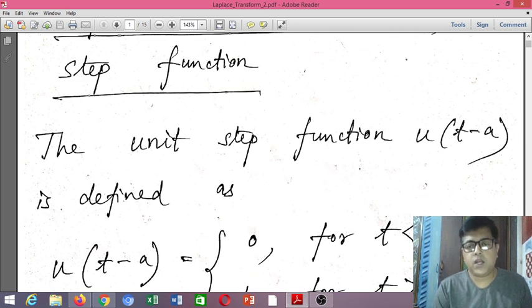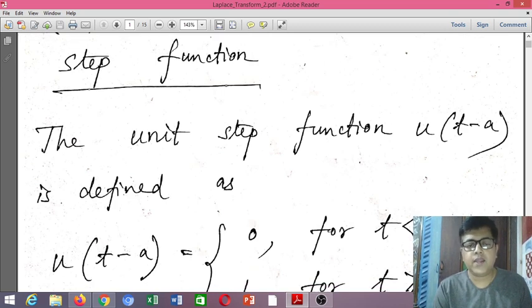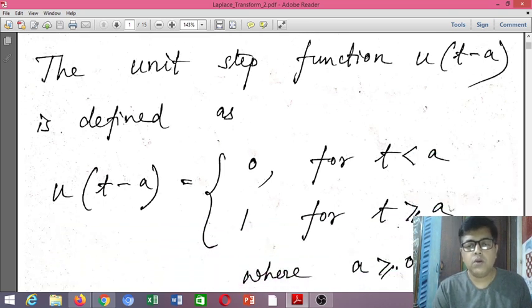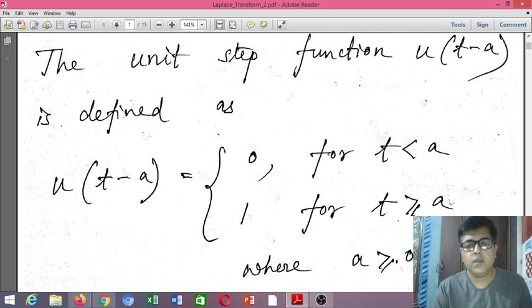The unit step function, which is normally denoted by the symbol u(t minus a), is defined as u(t minus a) equal to 0 for t less than a and equal to 1 for t greater than or equal to a. The word unit means that the value of u(t minus a) for t greater than or equal to a is 1. One stands for unity, so that's why it's called the unit step function. And the value of a should be greater than or equal to 0.